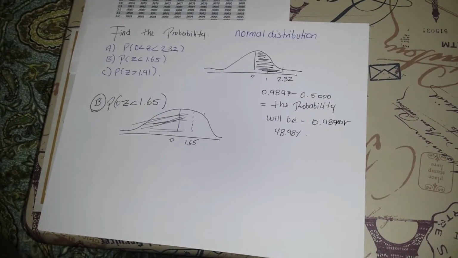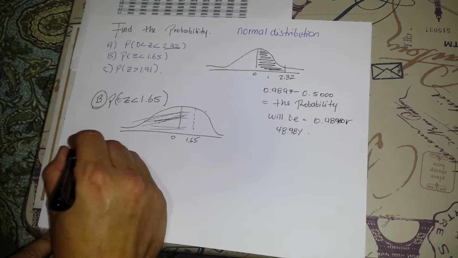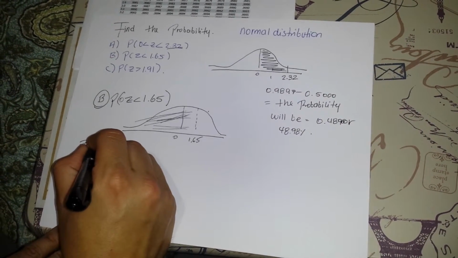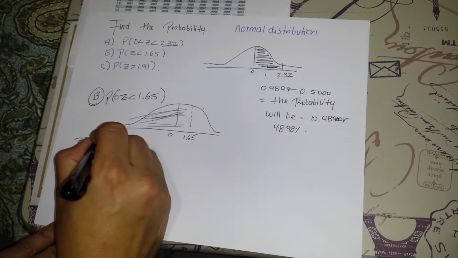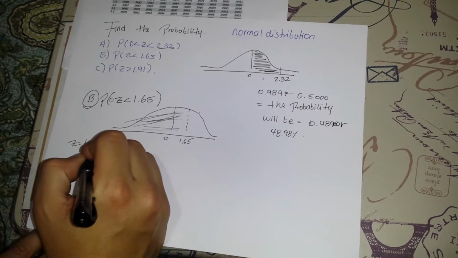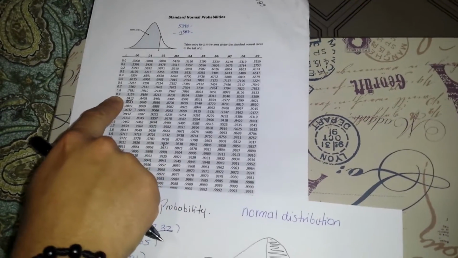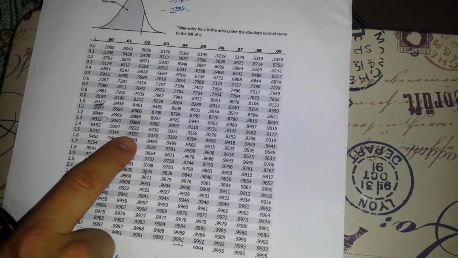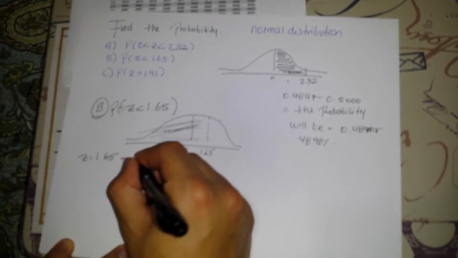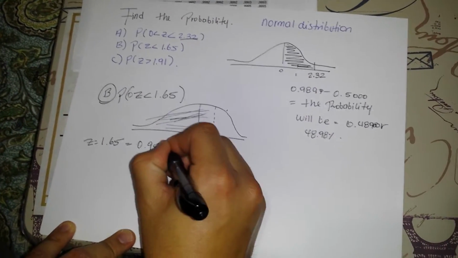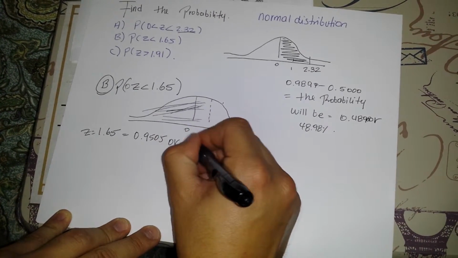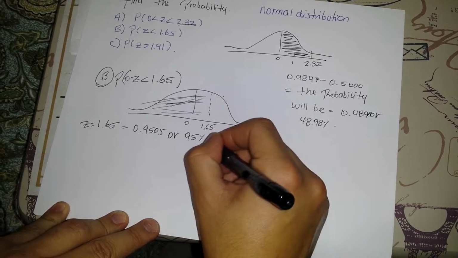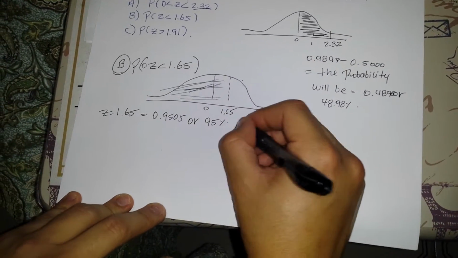If you go to the z table, this is our z value. And if you go to the z table, which is this one, you look for the z 1.6 and then 1, 2, 3, 4, 5, 95.5 or 95% of probability.